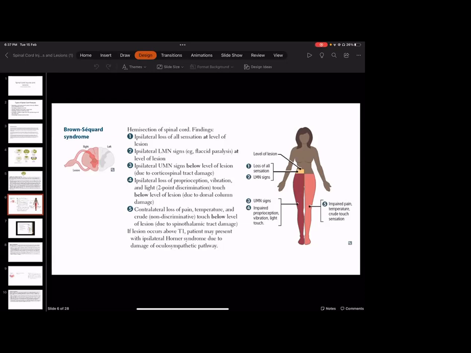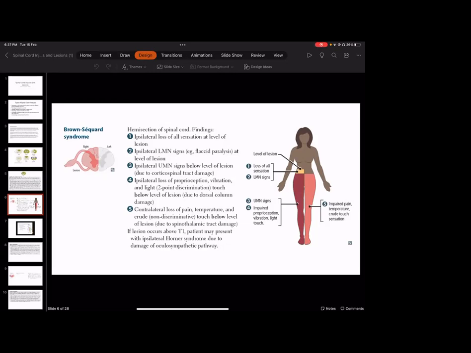Sorry, I meant on the ipsilateral side, not on the left side. That's my bad, I was thinking about the previous syndrome. On the ipsilateral side, you're losing all sensations. The spinothalamic tract can't cross, and the dorsal tract can't go up, so you're losing sensations on that side.